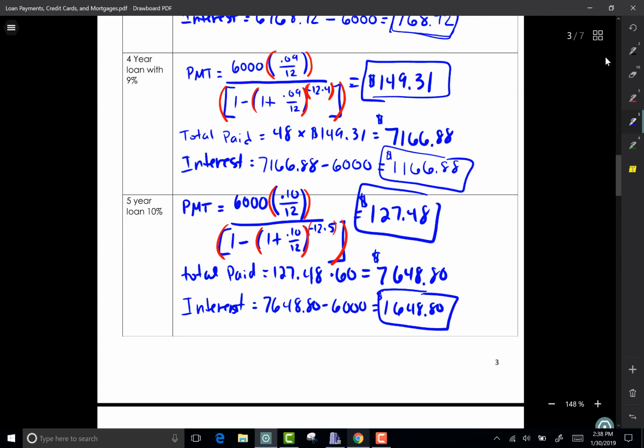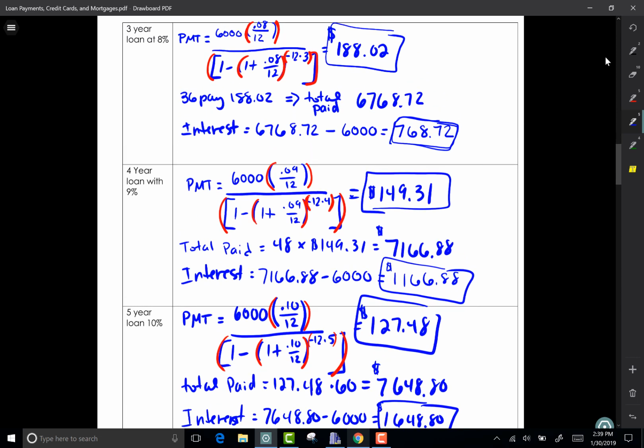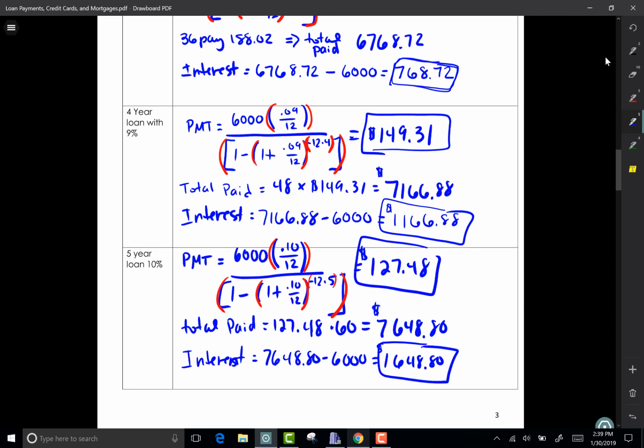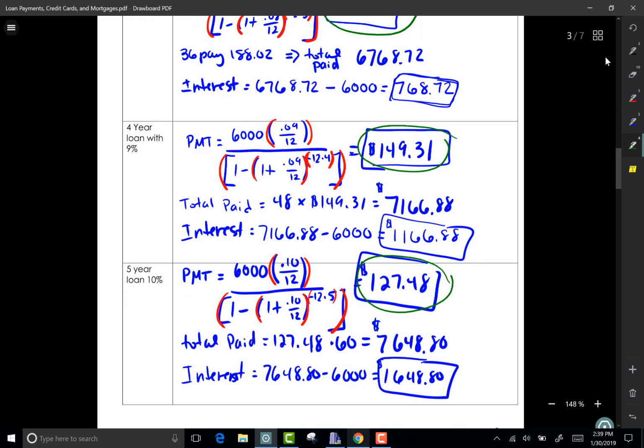So comparing, stepping back and looking at this, notice as we go up in the number of years, since it's spread out over more years, our monthly payment is smaller, right? Notice this is the largest monthly payment, then it gets a little bit smaller and a little bit smaller because it's spread out over more time, so the monthly payment goes down.